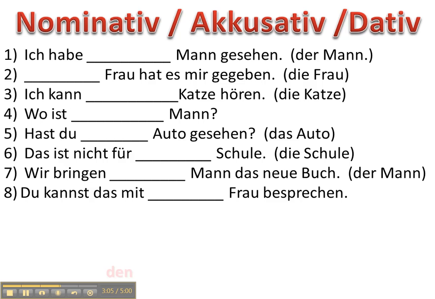Nummer eins, ich habe den Mann gesehen. Die Frau hat es mir gegeben. Ich kann die Katze hören. Wo ist der Mann? Hast du das Auto gesehen? Das ist nicht für die Schule. Wir bringen dem Mann das neue Buch und du kannst das mit der Frau besprechen. Okay, so you'll see how they change here for definite articles.